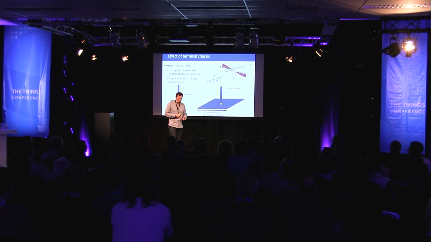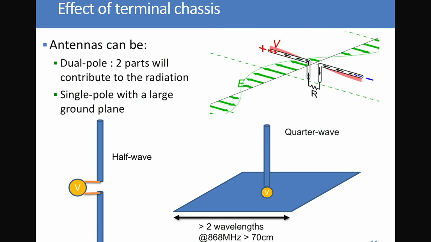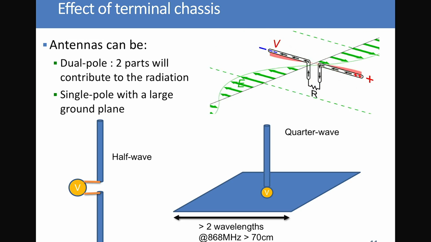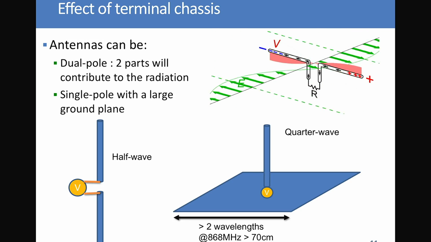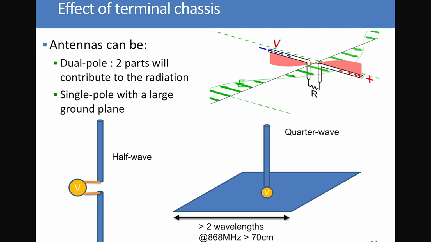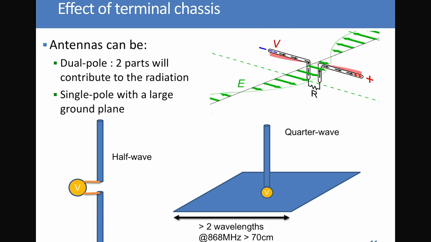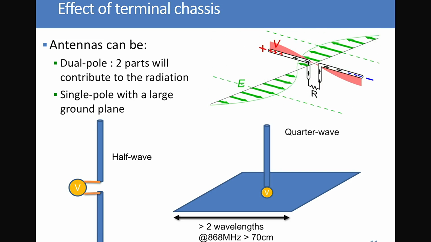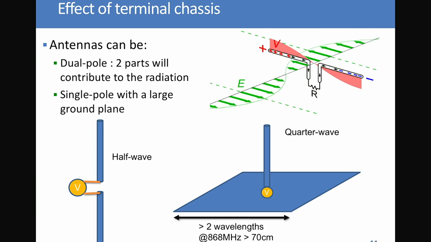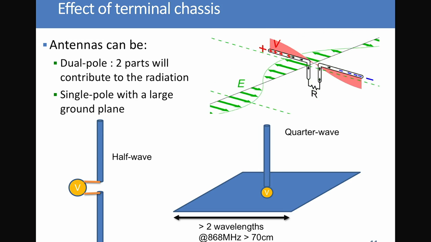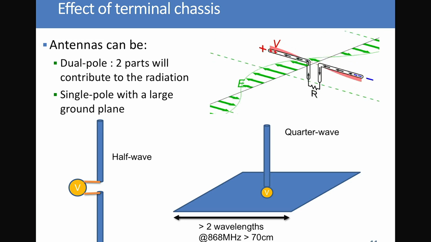One very important point is the effect of the terminal chassis. So usually you have two main families of antenna. You have what I call dual pole antennas, meaning that you have two parts of your antenna which contribute to the radiation of the electromagnetic wave. You can see here a very simple dipole, which radiates a horizontal wave. And the second family is the monopole. For example, the quarter wave monopole, which is well known for this.